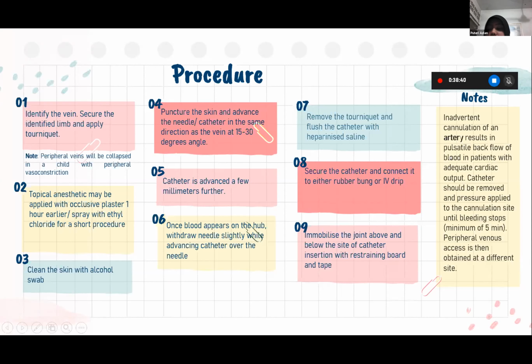Noting that if we accidentally cannulate the artery, there will be pulsatile backflow of blood. What we do is the catheter should be removed and pressure applied at the site of cannulation until the bleeding stops, for a minimum of 5 minutes. And then after that, a different site for peripheral venous access is obtained.